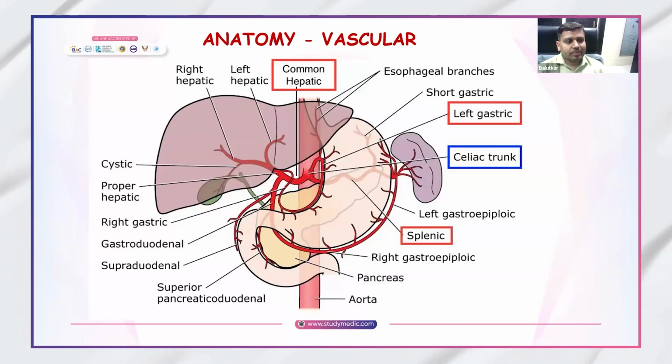Talking about the arterial anatomy, definitely the hepatic artery proper arises from the celiac trunk. It is a branch of the celiac trunk. Once the hepatic artery reaches the porta hepatis, it branches into right and left hepatic arteries.